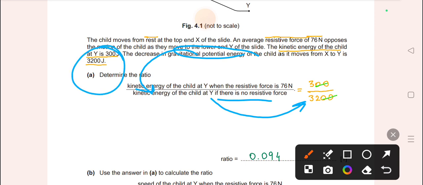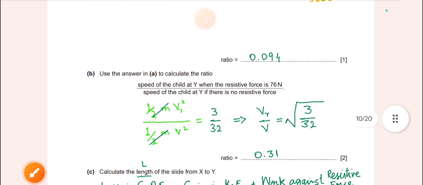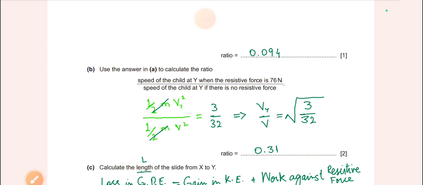So we use that value, and it is already shown here that the 300 was the kinetic energy when the resistive force was acting. So basically, putting the values in and solving, you get the answer. Then next, use the answer to calculate the ratio of the speed at Y with resistive force to the speed at Y without resistive force. As we just calculated the ratio of kinetic energy, and the kinetic energy is equal to half mv squared, we use the formula on both sides for half mv squared.